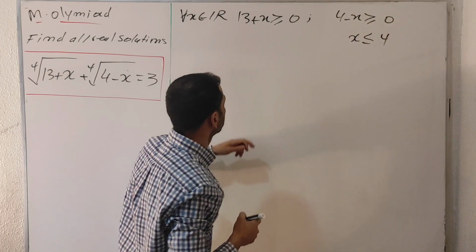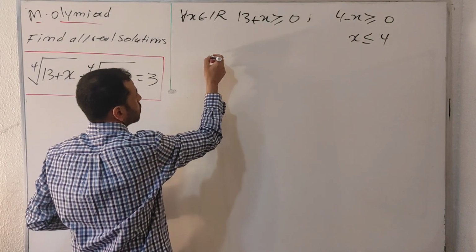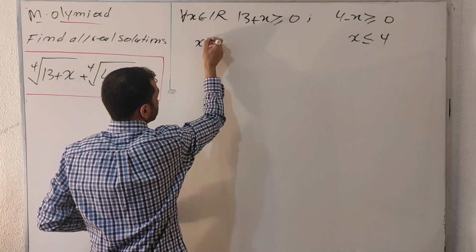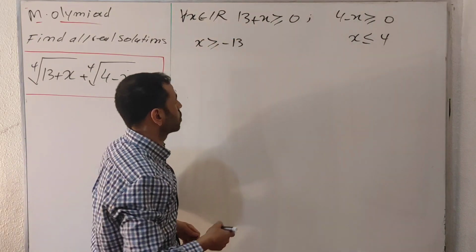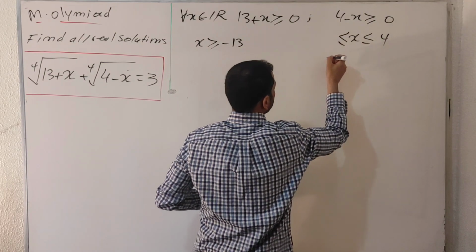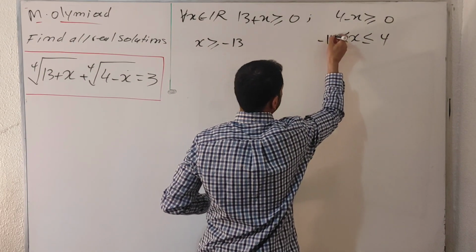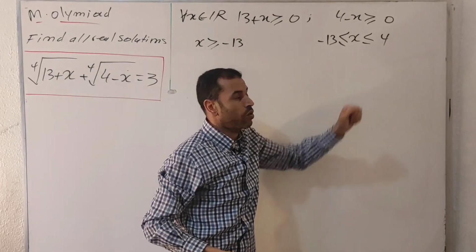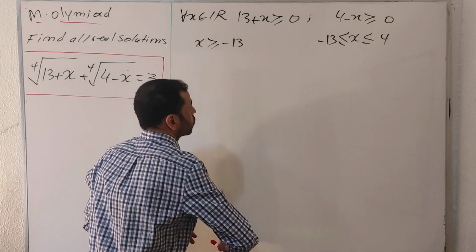So this one, we have 13 plus x, which means x is greater than or equal to minus 13. So x lies between minus 13 and 4. Okay, so this is the domain of this equation.